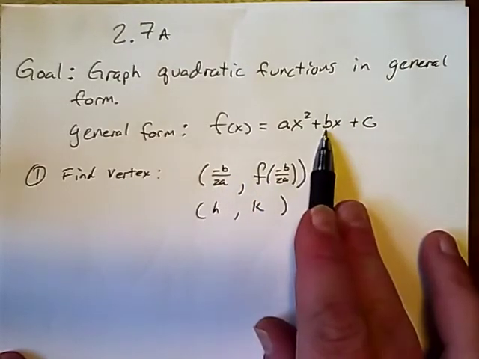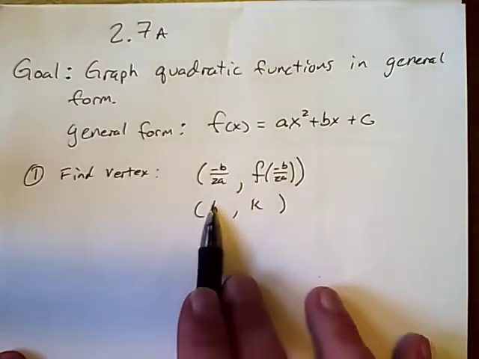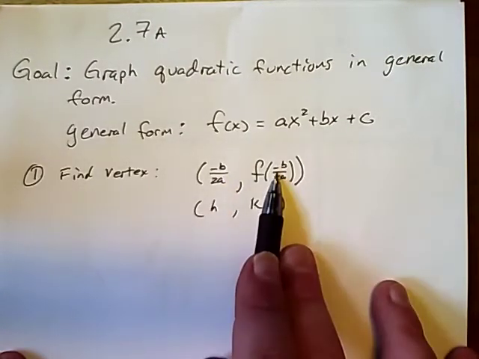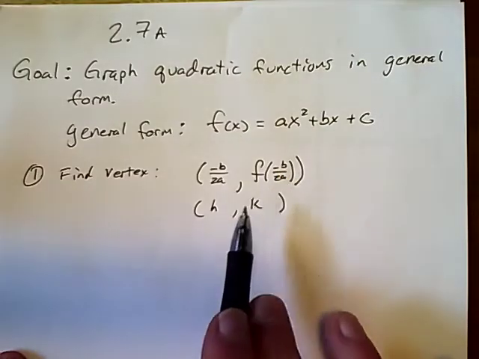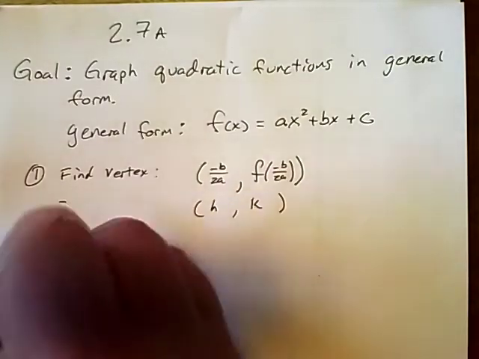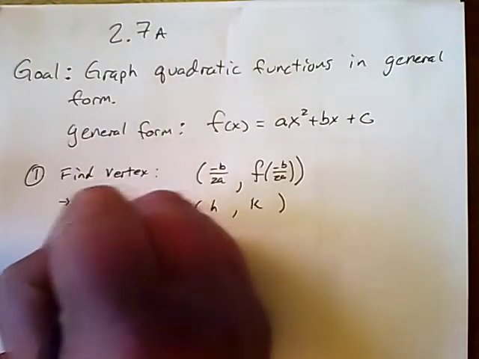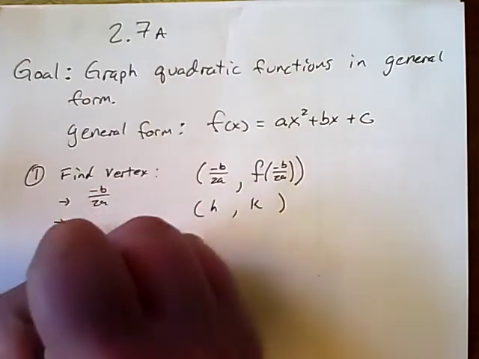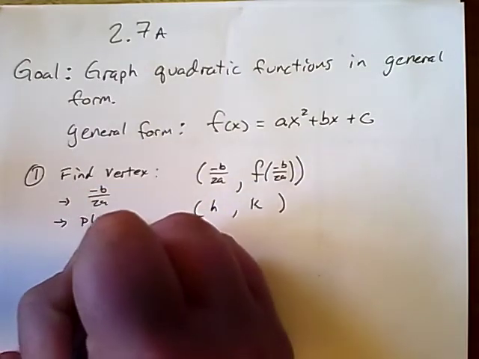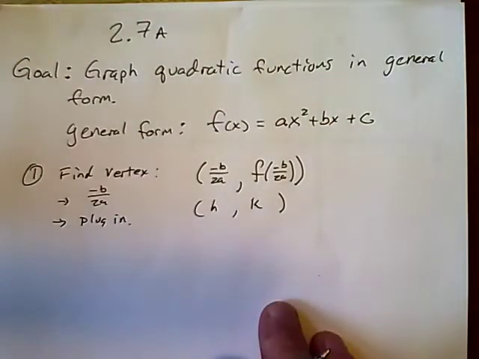So here's my b value and here's my a value. And then I'm going to take whatever number that is, plug it into the function, and I'll get my y value for the vertex out. So here we're going to do little baby steps. We're going to do negative b over 2a, plug that back in, and then we'll have our vertex.